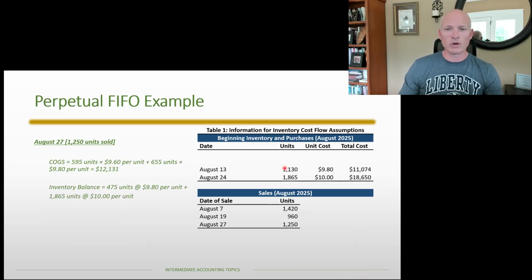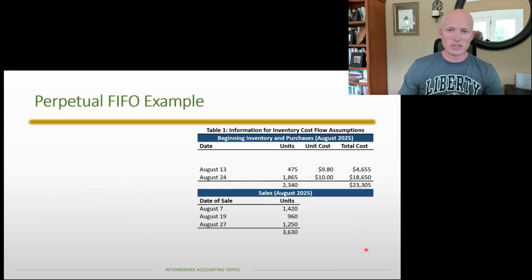And then finally, our inventory balance. We're not going to have 1,130. Instead, we only have 475 units at $9.80. And of course, all the units from August 24th still remain. And so our ending balance in our inventory is $23,305. Again, this is the perpetual FIFO example.